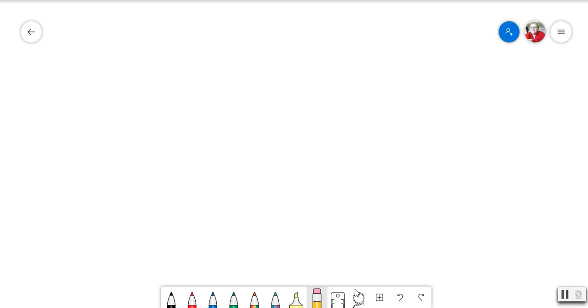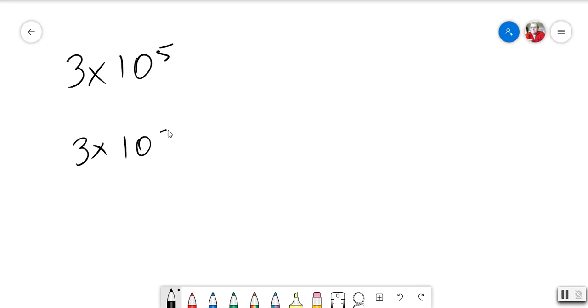I want to talk a little bit about operations with scientific notation. Now, we talked the other day about how scientific notation is just a way to write very large or very small numbers by rephrasing everything in terms of a number. If you remember, the number part we call the mantissa, times a power of 10.